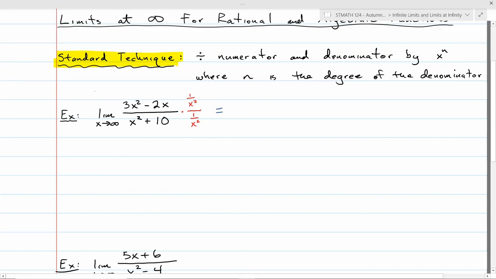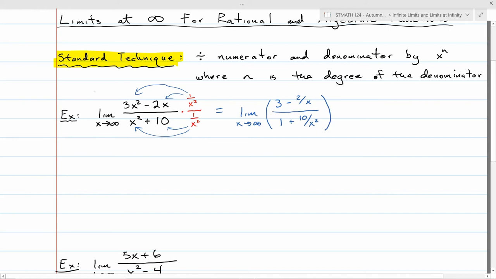So when you distribute, like so, you end up with the limit as x goes to infinity. Okay, that'll end up being 3 minus 2 over x. And then you'll have 1 plus 10 over x squared in the denominator.